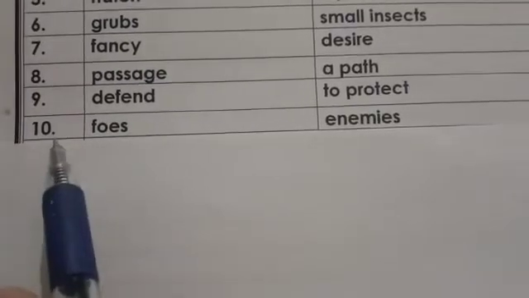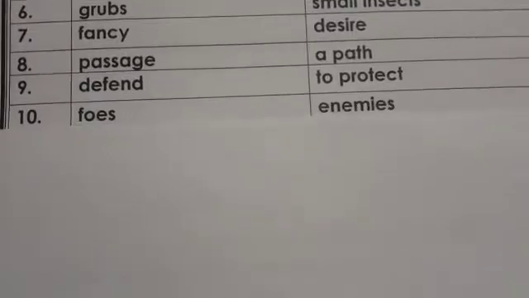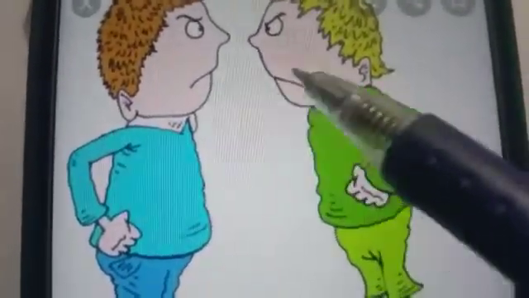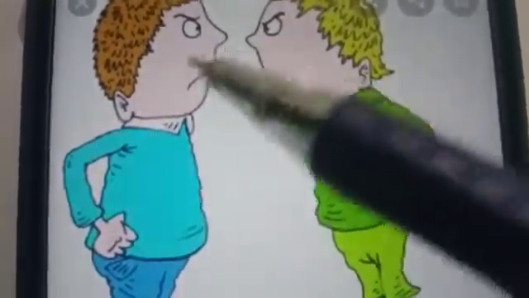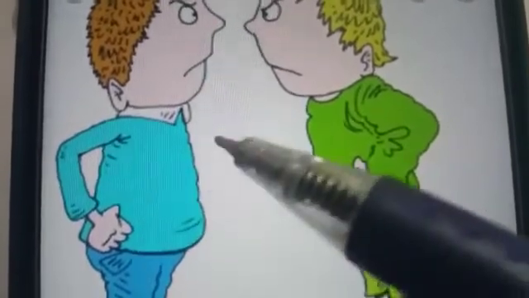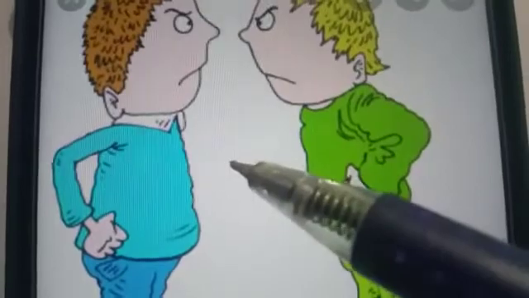Then you have to write your last word, that is foes. Foes are the enemies. Look here in this picture. This is an example of foes or enemies. Okay. One person is our friend, but the other person who has no kind of sympathy for us, that is our foe or enemy. Okay.